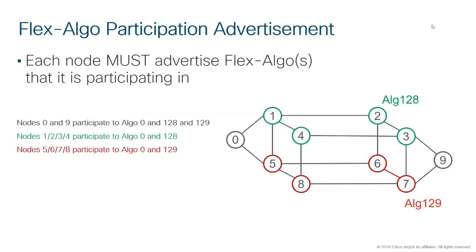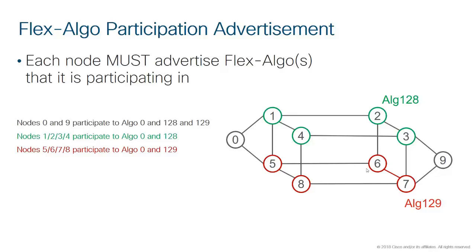Okay. When we look at this, there are a few use cases that come to mind immediately. The first one is the dual plane. So if I have two edge nodes 0 and 9, very often they are interconnected by two different planes, the green plane and the red plane.